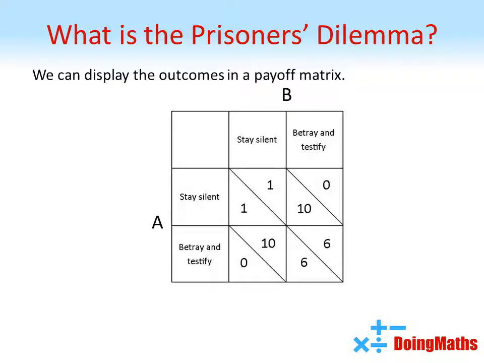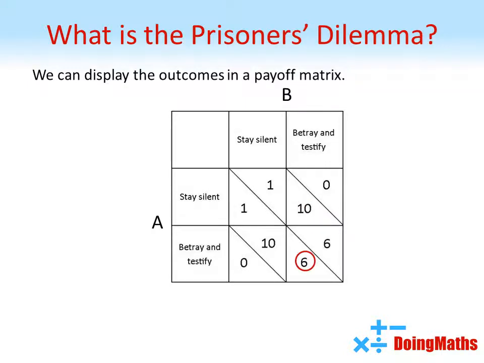So for example, if B stays silent, staying silent for A would get him 1 year in prison, whereas betraying and testifying would reduce that prison sentence for A down to 0. Likewise, if B had betrayed A and testified, then A staying silent would give A 10 years in prison, while betraying and testifying would reduce that down to 6.